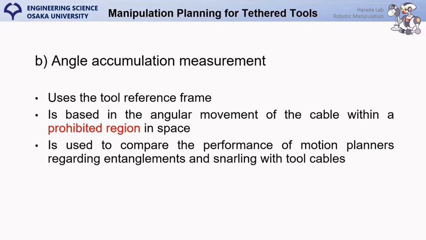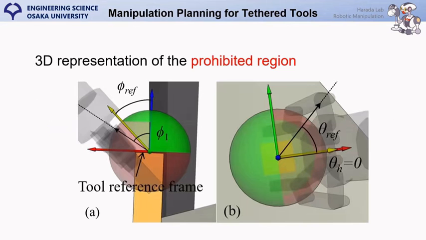This score is based on the angular movement of the cable within a prohibited region in space. Here we have a 3D representation of this prohibited region, which is denoted by the pieces of the sphere that are in red. Basically, when the cable, which is denoted by the dotted line, enters the red region, the further it moves in the azimuthal and polar planes, the higher the accumulation score it will have, and we will say it is more likely to get entangled around the robot.